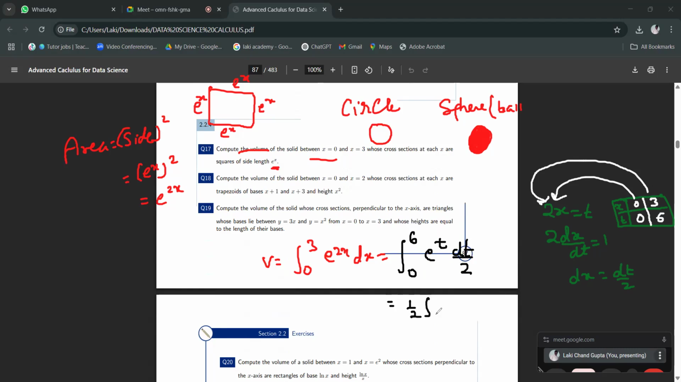1 over 2 is a constant. Integration of e^t is e^t. Put the value of t: e^6 minus e^0. Right? Anything raised to 0 is 1. This is your answer.